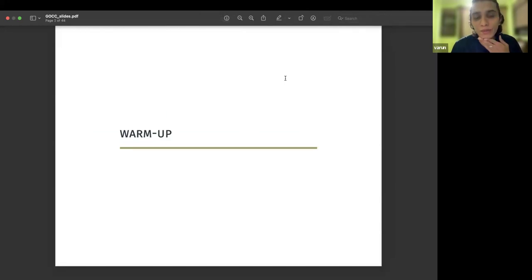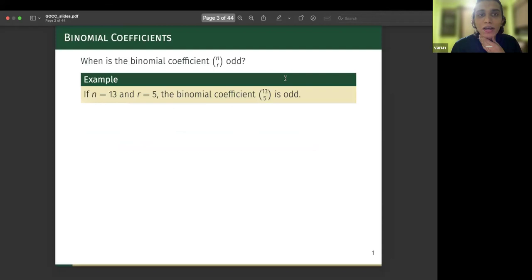Okay, so let's start with the warm-up for the question. Let's look at binomial coefficients. And we can ask, when is the binomial coefficient n choose r odd? So for example, we can calculate 13 choose 5 and see that it's odd. On the other hand, if you calculate 13 choose 6, you'll see that it's even. So is there an easy way to take n and r and deduce if it's even or odd without actually going through the computation?